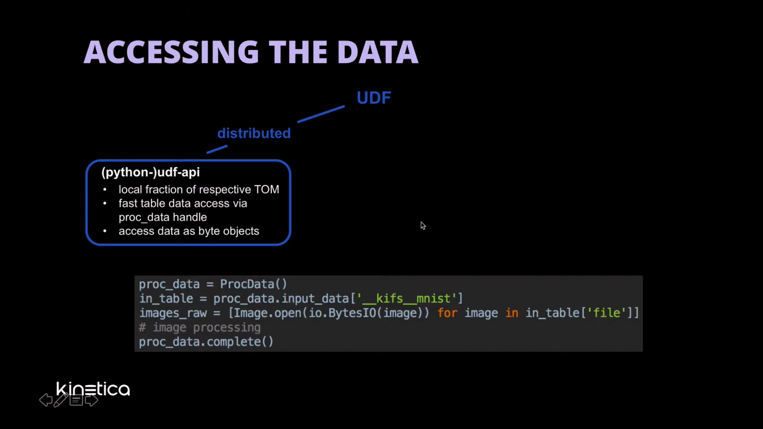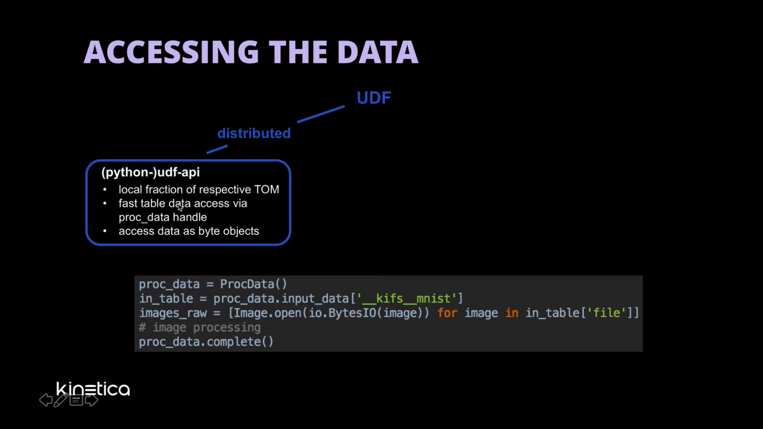Now, a much more interesting way to access the data is actually through the various APIs that you could use in Kinetica. One way would be to use a distributed user-defined function. If you have a distributed UDF, there will possibly be multiple instances of that UDF running across your cluster. And it also means that each instance accesses the data of the machine where this UDF is running, right? So each UDF handles a fraction of the overall data.